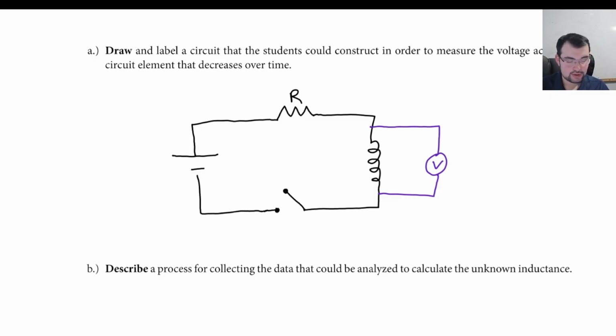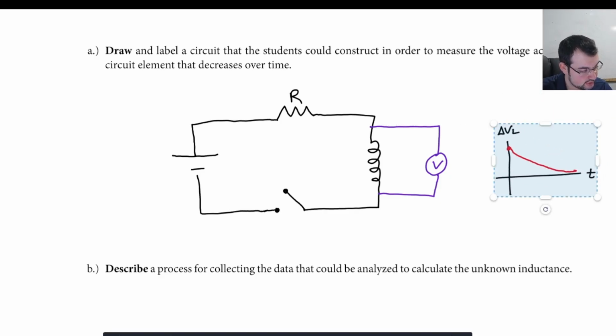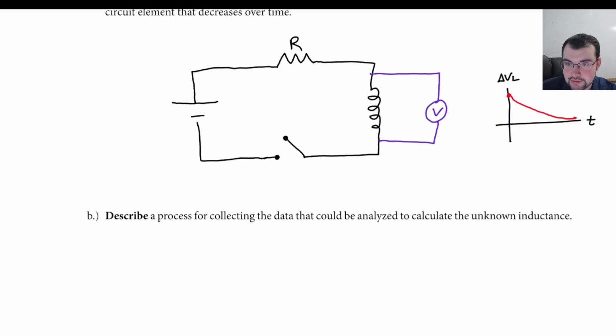Well, as soon as I close the switch, the inductor is very unhappy. So the inductor is going to completely fight the battery. If we graph what delta V across the inductor is going to look like as a function of time, we know it's going to be very unhappy at the start, and it's going to be happy at the end. So it's going to decay, which is exactly the type of graph we're looking for. So that's correct. So what do we actually need? Well, look at my graph.